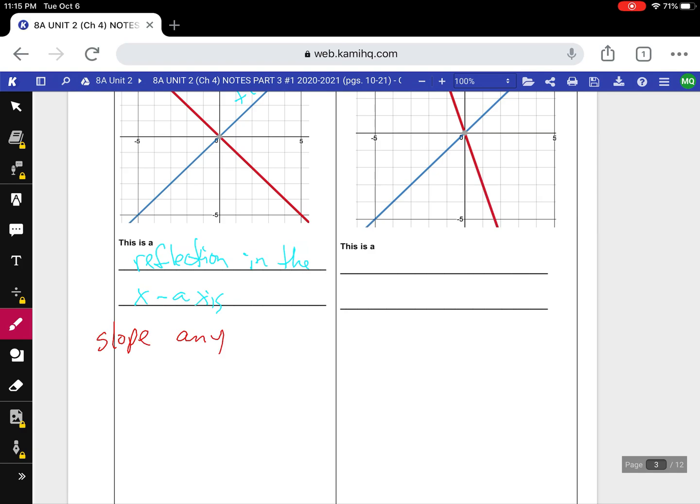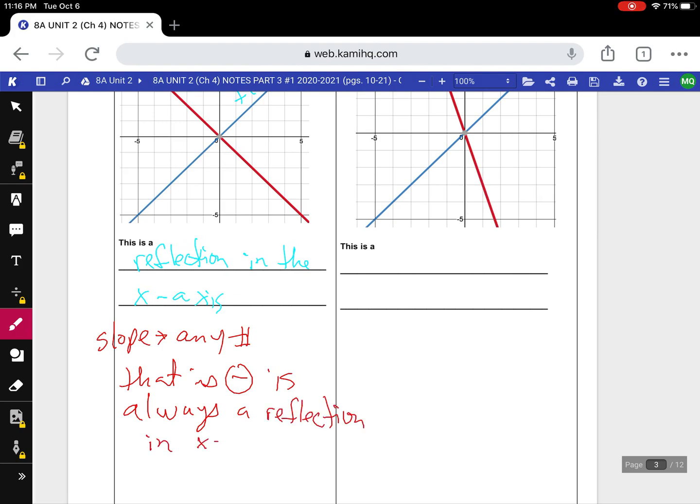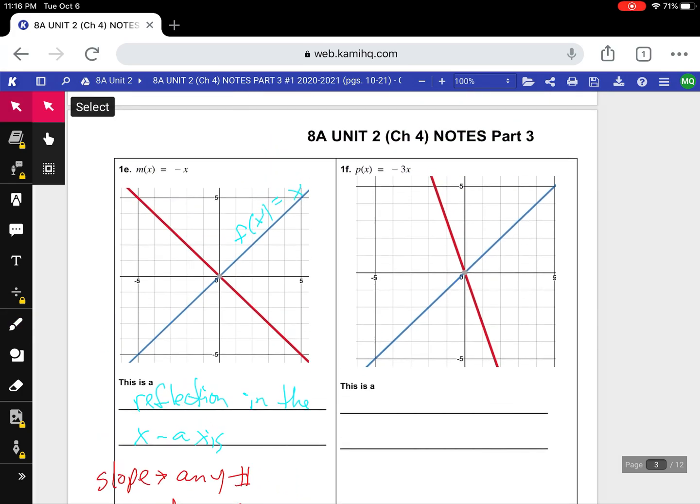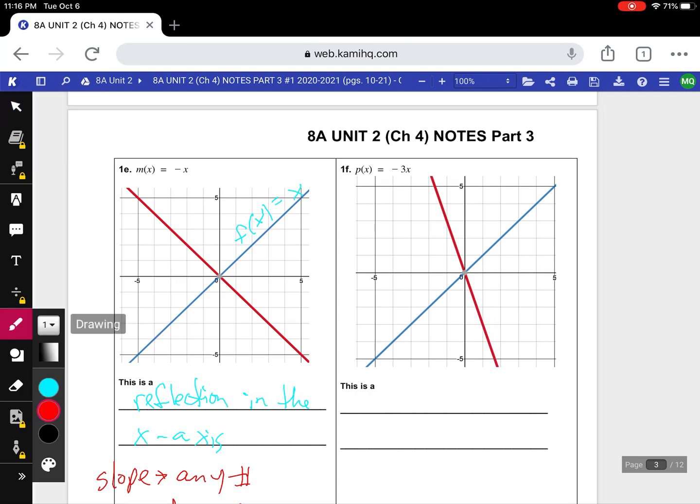Okay, we're kind of thinking of it as the slope, okay? Any number that is negative is always a reflection in the x-axis, okay? Now keep in mind, you can also have a stretch or a shrink along with that. So if you look up at this problem, at -x, there was no stretch or shrink. But let's look at the one next door, and I think you'll see the difference.